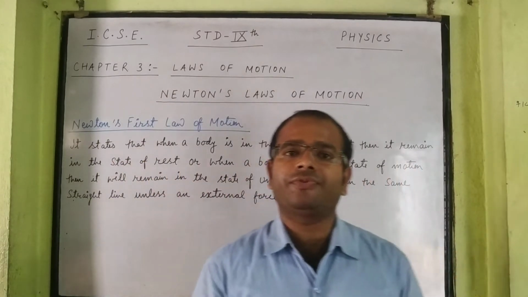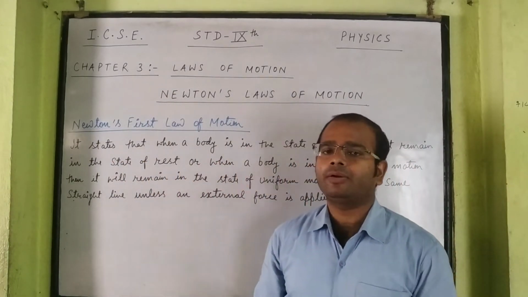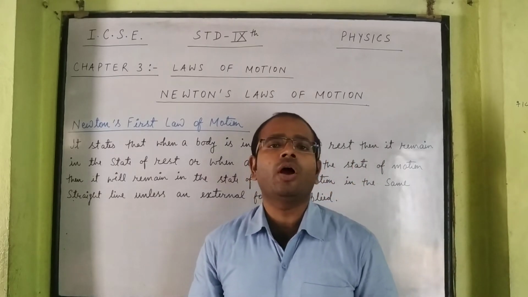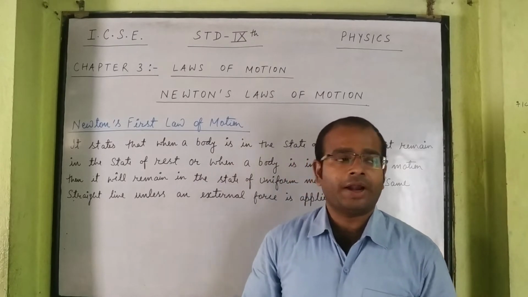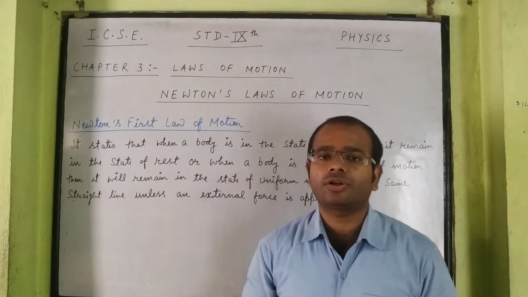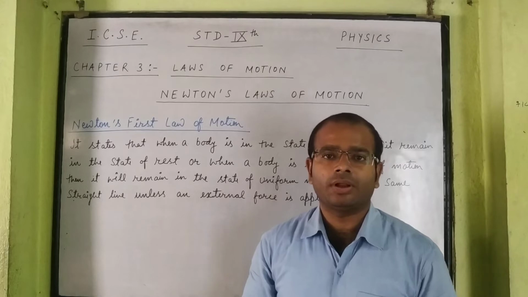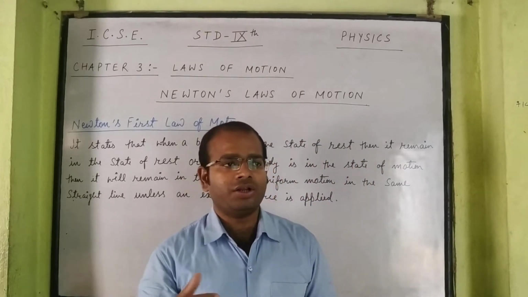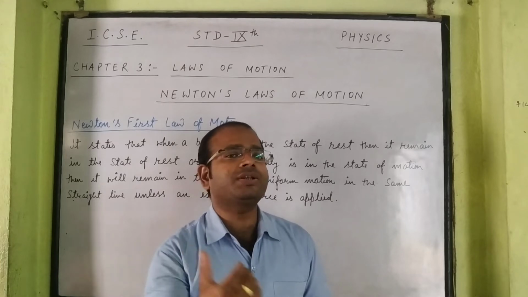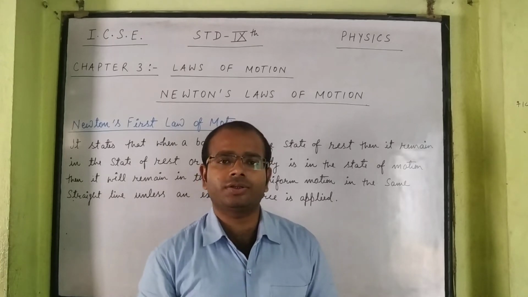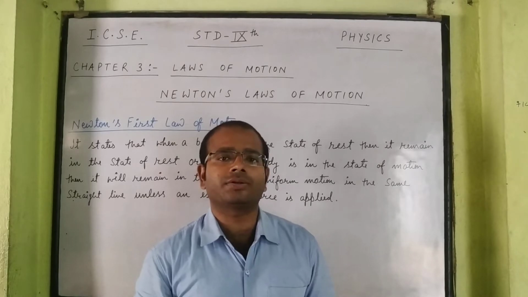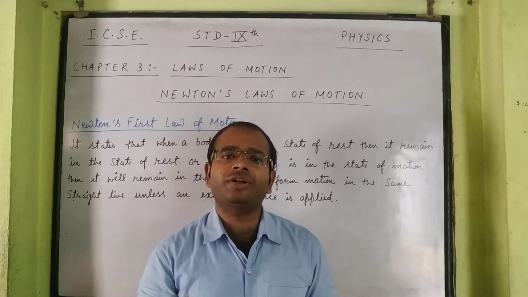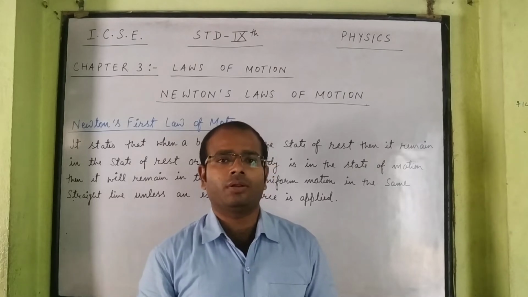In my previous videos, I have explained the second chapter of ICSE 9th class, that is motion in one dimension, and we have finished the discussion of motion in one dimension. The branch of physics in which we discuss that part is called kinematics. In kinematics, we discuss the effect produced by a motion.